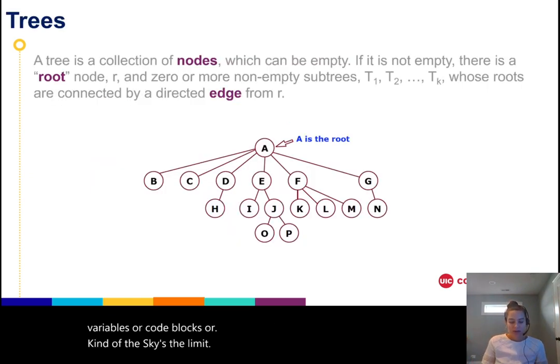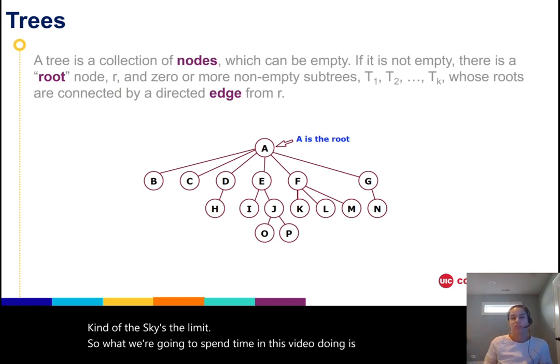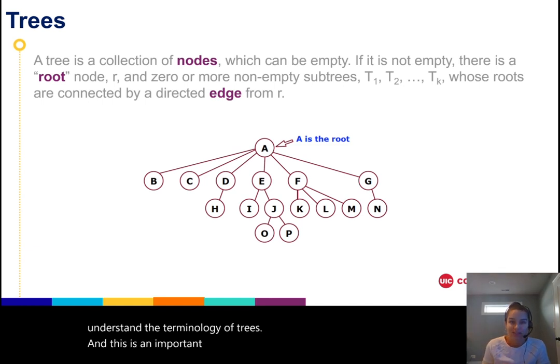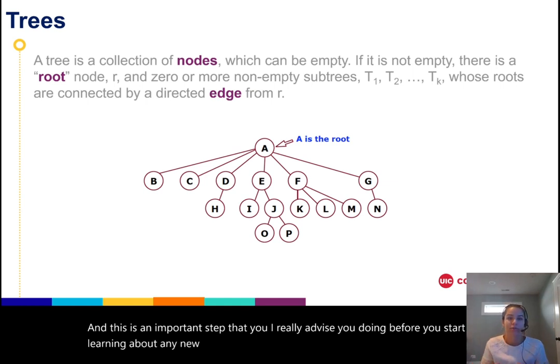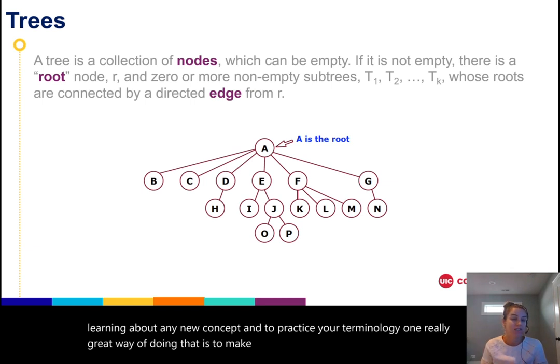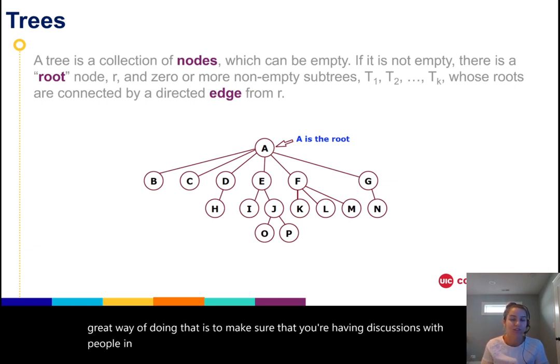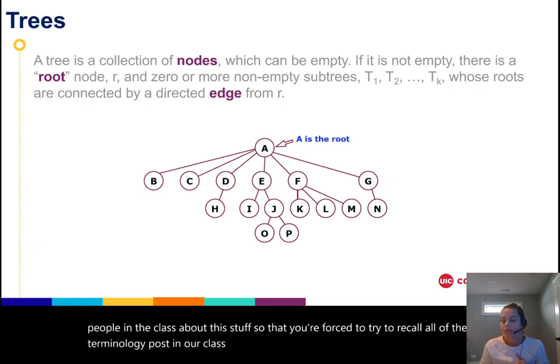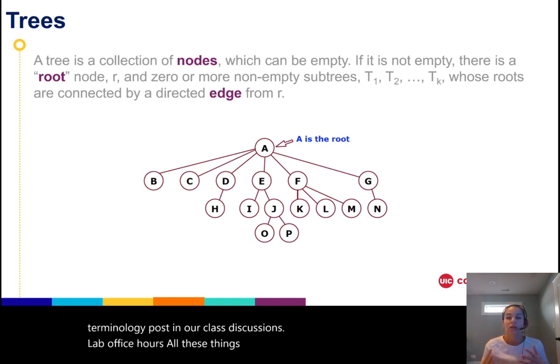So what we're going to spend time in this video doing is making sure that we understand the terminology of trees. And this is an important step that I really advise you doing before you start learning about any new concept. And to practice your terminology, one really great way of doing that is to make sure that you're having discussions with people in the class about this stuff, so that you're forced to try to recall all of the terminology. Post in our class discussions, lab, office hours, all these things. It really, really helps, and it's a really, really important part of learning new concepts.